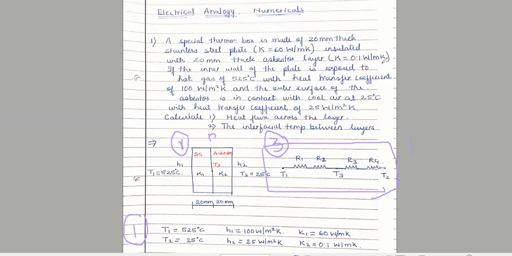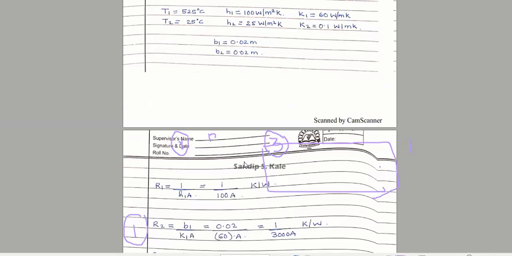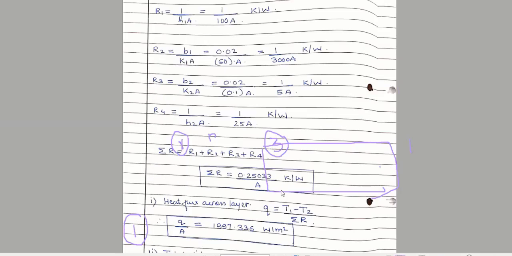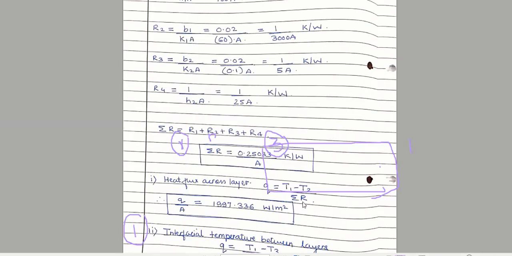You are only supposed to keep these formulas in mind: R is equal to 1 upon hA if it is convection, R is equal to L upon kA if it is conduction. And the final formula: Q is equal to delta T divided by summation R. So there are only three formulas that you are supposed to keep in mind. So that's it for this first numerical.